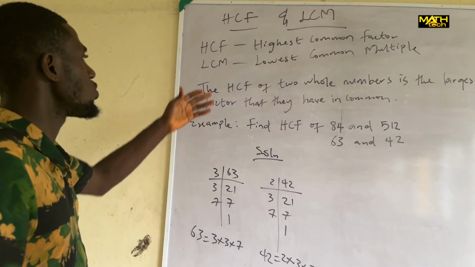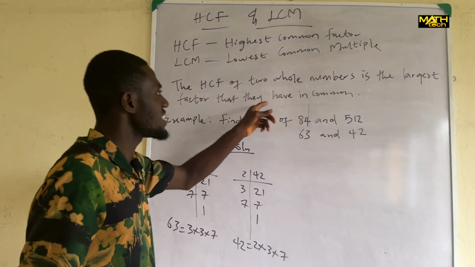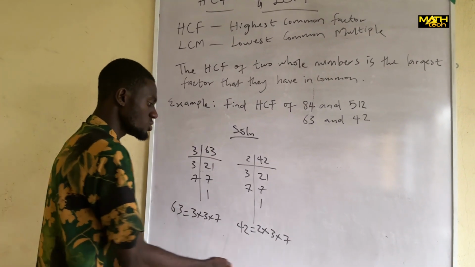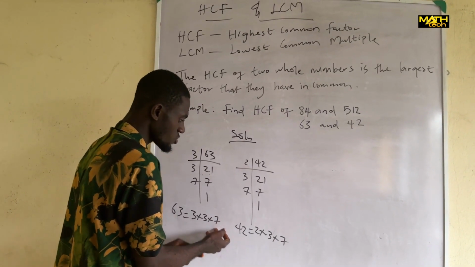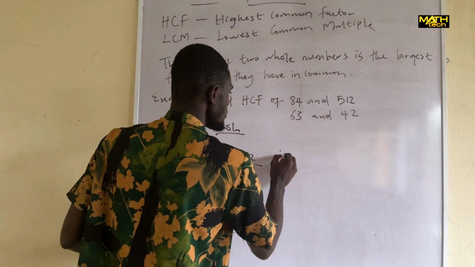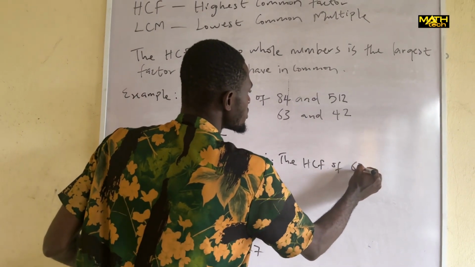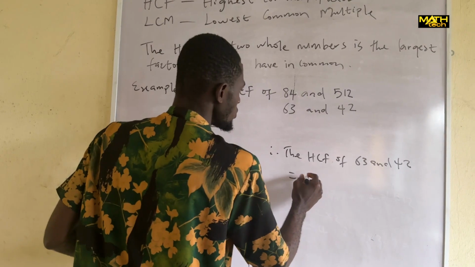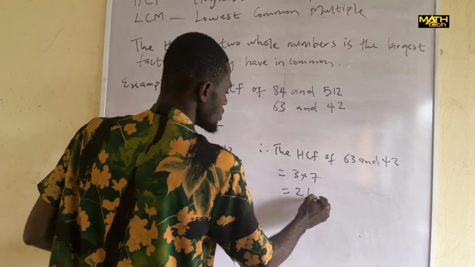Now back to the definition of the HCF. The HCF of two whole numbers is the largest factor that they have in common. And what is the largest factor that they have in common? 3 here is common, 3 here is common, 2 here, but 2 is not common. 7 here is common, and 7 here is common. So the HCF of 63 and 42 is what? 3 times 7, and that is equal to 21.